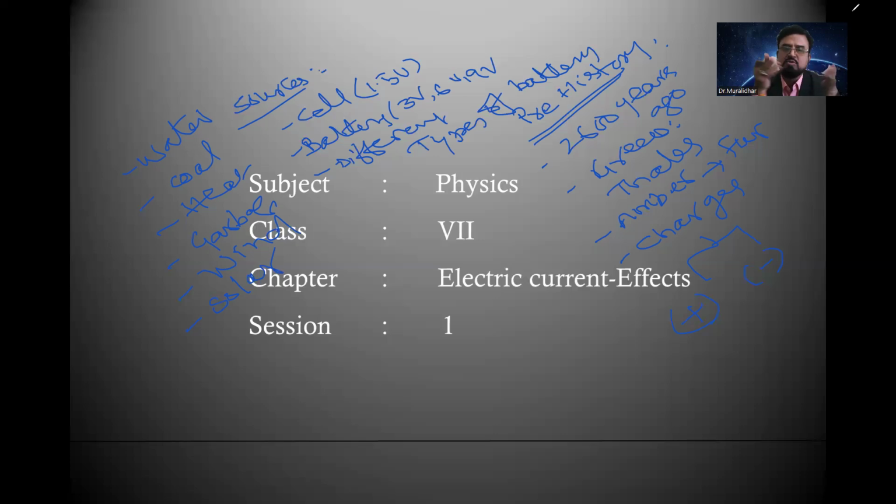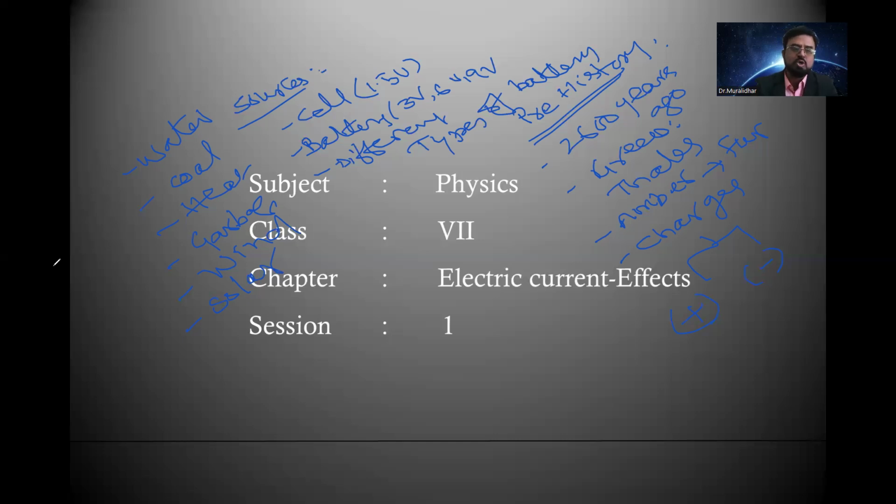Then there are a lot of sources for electricity. It may be in the form of small sources or larger sources, cells, batteries, different types of batteries. The electricity produced from water is called hydroelectricity, produced from coal, thermal, produced from heat, produced from garbage, produced from wind, produced from sun, right? So many sources are there to produce electricity.